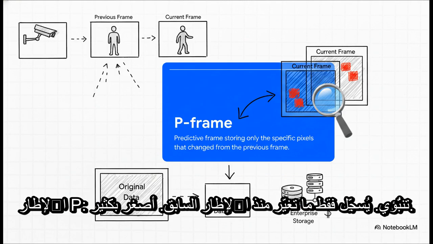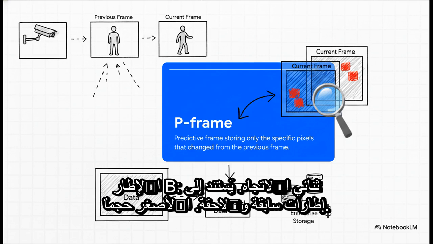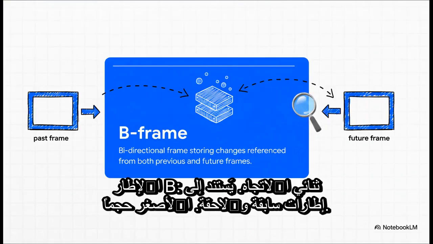Now, this is a predictive frame that intelligently saves space. Instead of recording the whole picture over again, it only records the specific pixels that actually moved or changed since the previous frame. So, as you can imagine, it's much, much smaller. And finally, there's the B frame. This one achieves even smaller file sizes by acting bidirectionally. It predicts and stores changes by referencing both past frames and future frames.